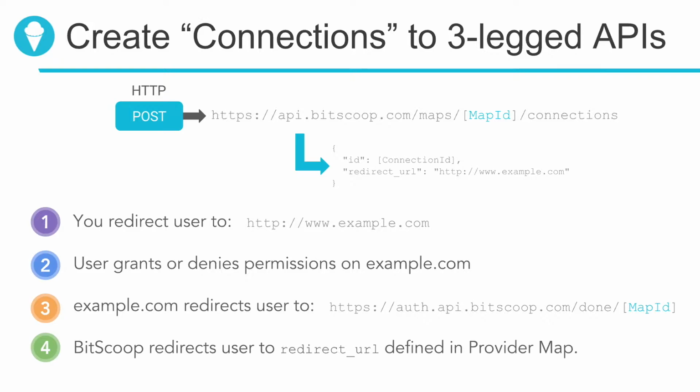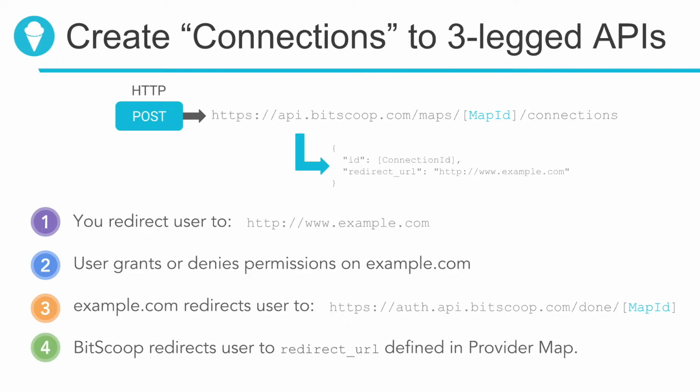So we've created a provider map for this particular provider. This gives us an object back that contains the ID of the connection and the URL that we should redirect our user to. So we redirect our user to that URL. So now they're on example.com, and they're given the opportunity to grant or deny permission to your application. Once they've done this, example.com would redirect them back to the URL that you specify when you create that app. So if you want everything to work right, what you do is you specify that redirect URL as auth.api.bitscoop.com/done/the ID of your provider map associated with that application.